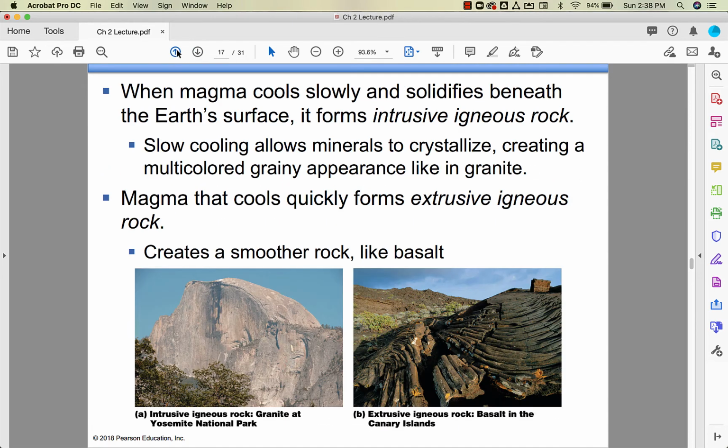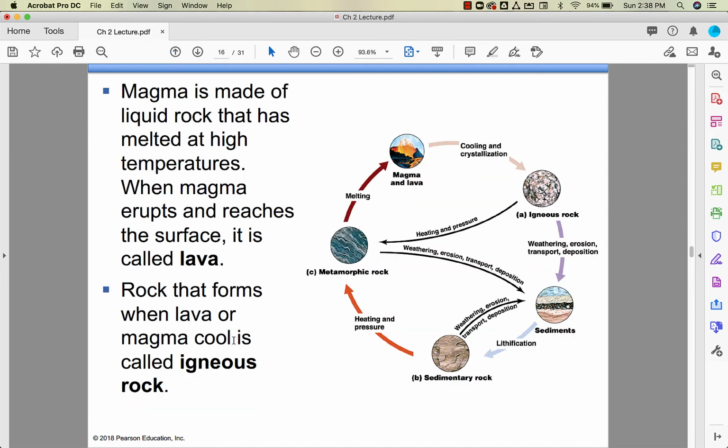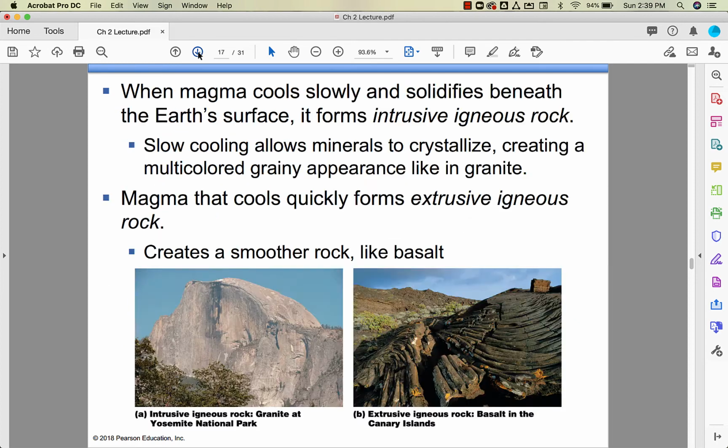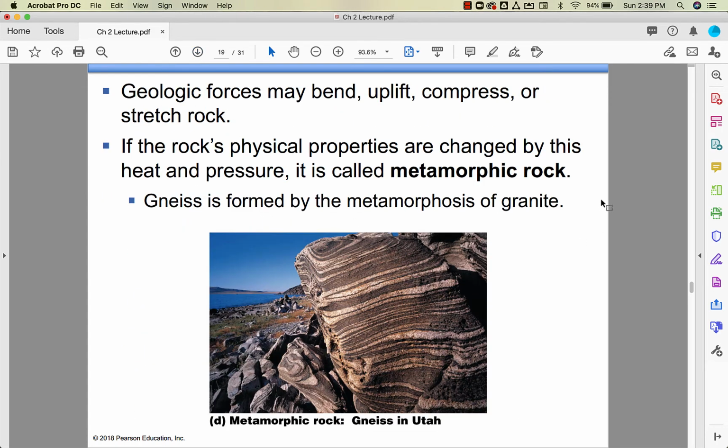Okay, if I go back to this, I like the rock cycle. You put a little heat and a little pressure on any of these rocks, not so much that it melts, right? But enough to make the minerals realign. You get something called a metamorphic rock, right? They tend to be harder than most other rocks, okay? If the physical properties get changed by the heat and the pressure, they call it a metamorphic rock.